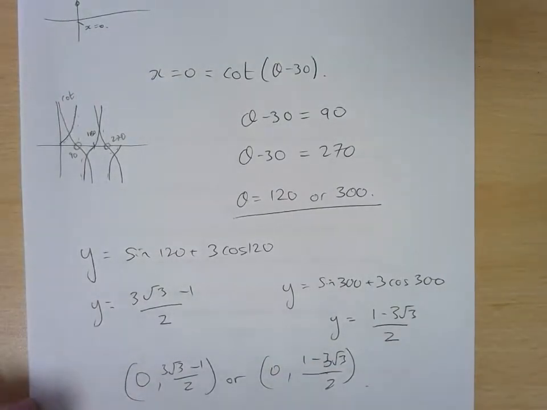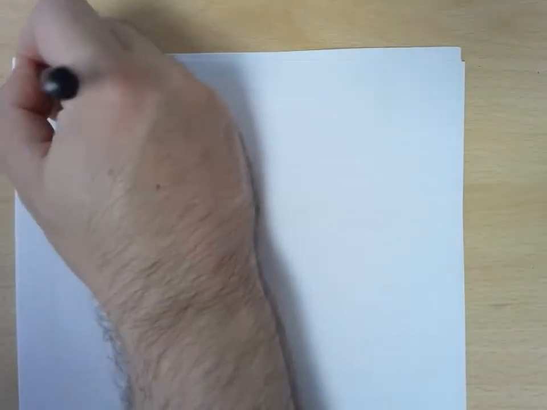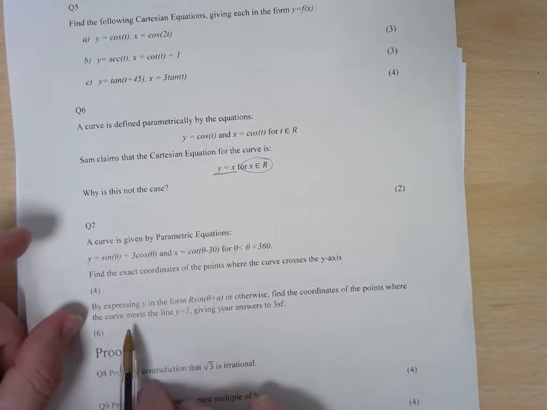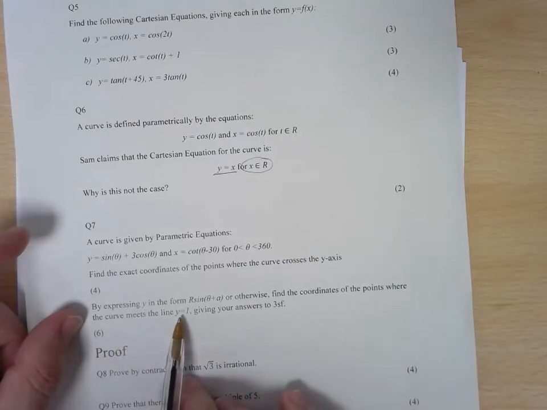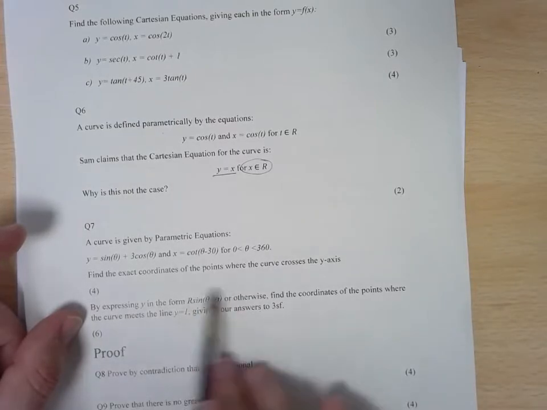For part B, so you're going to find a different sheet of paper for this. For part B, we're asked to express it in this form here and find the coordinates of the points where it meets y equals 1, giving your answer to 3 significant figures. So this form here first is our first step.